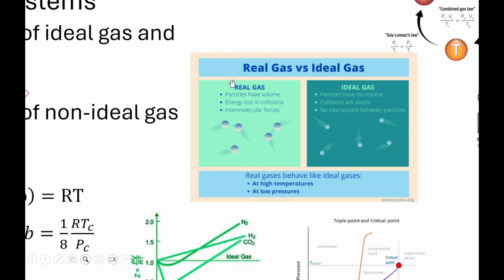So this is the definition of real gases. These particles have volume. The energy is lost when they collide with each other, and there may be intermolecular forces or intermolecular attraction between the constituent particles.